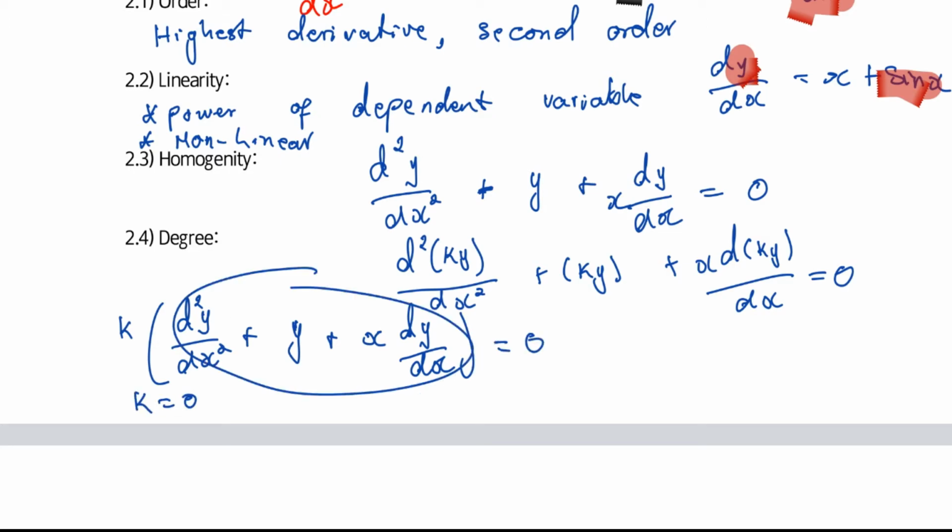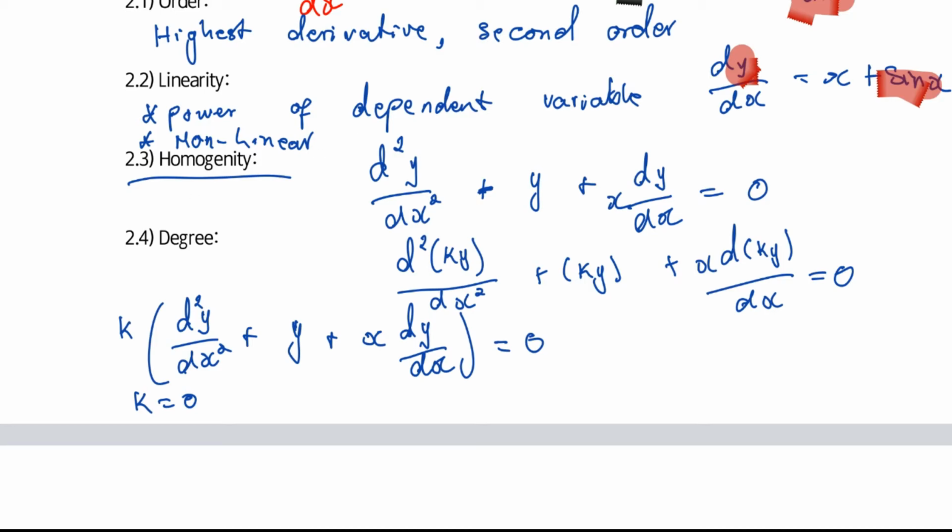So here you can see that the whole of this is going to be equal to 0. So you get your original equation again. Therefore we say this kind of equation, where you substitute the dependent variable by k and the first degree of the dependent variable, if it doesn't change, you say it's homogeneous, not non-linear.